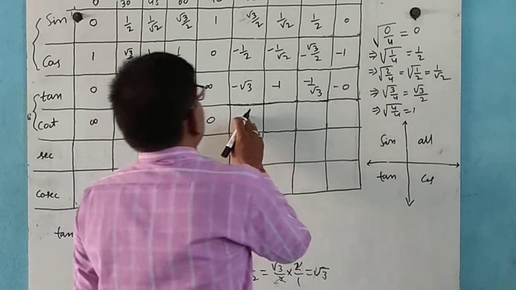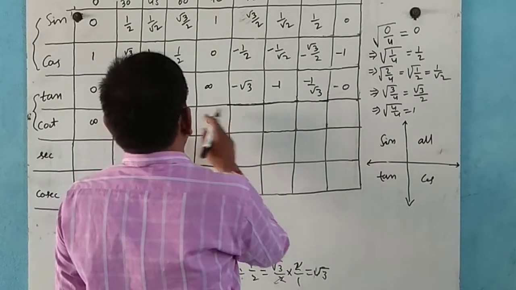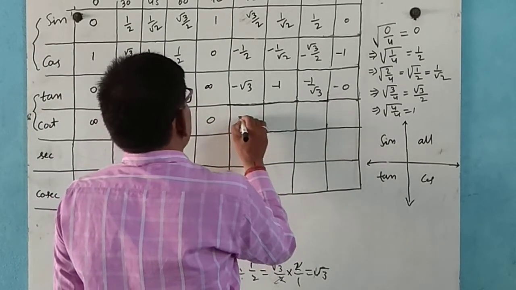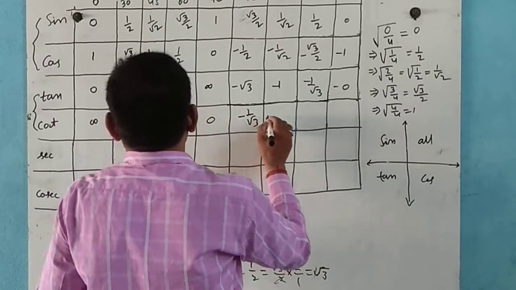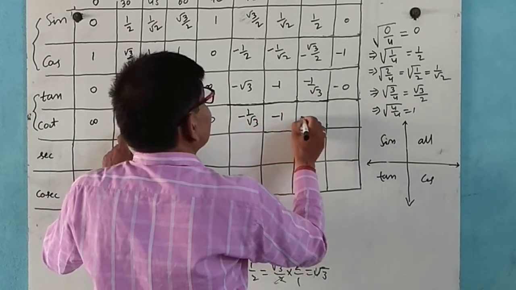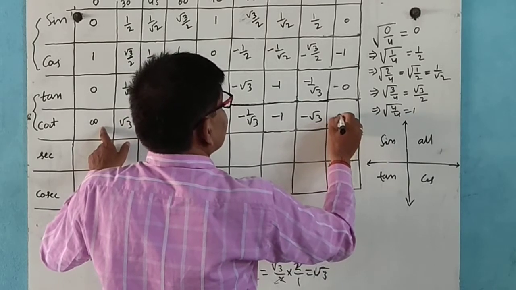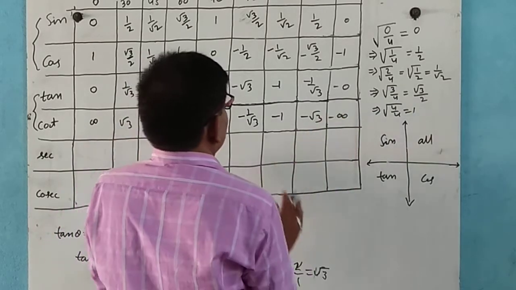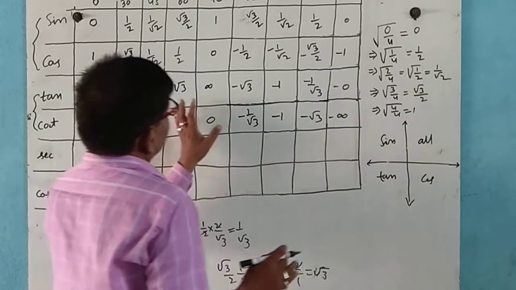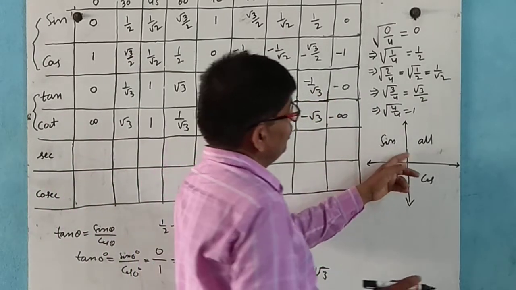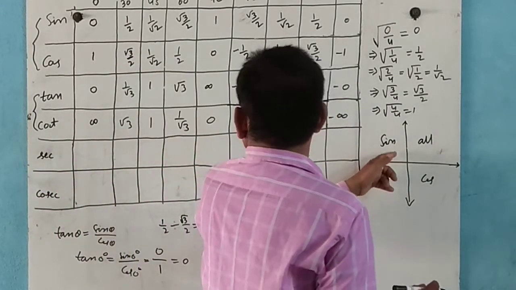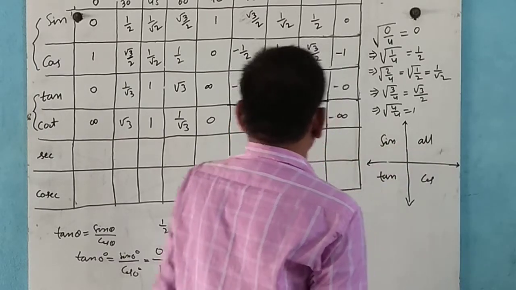And here similar things transpose here, minus 1 by root 3, minus 1, minus root 3, and this is negative because this is 90 to 180 degree, cot is also negative.